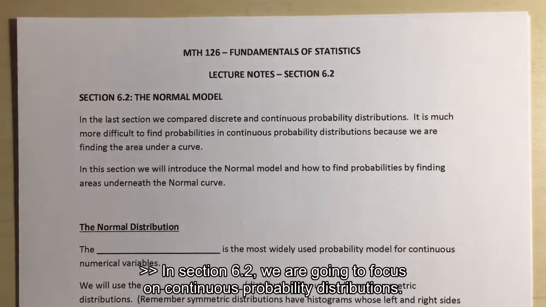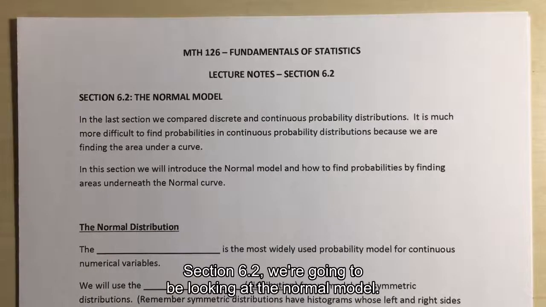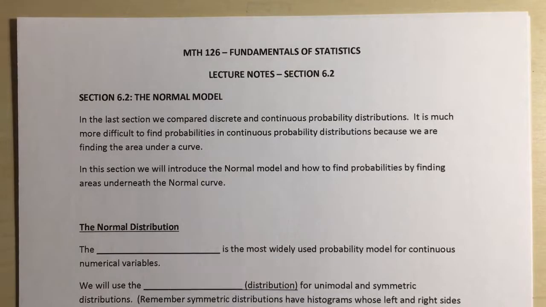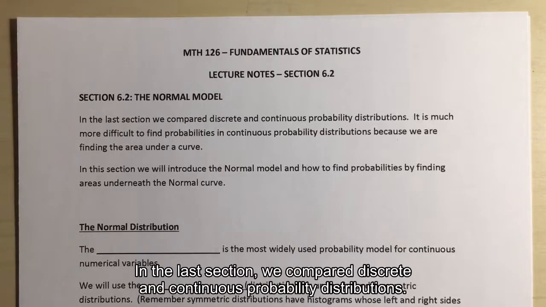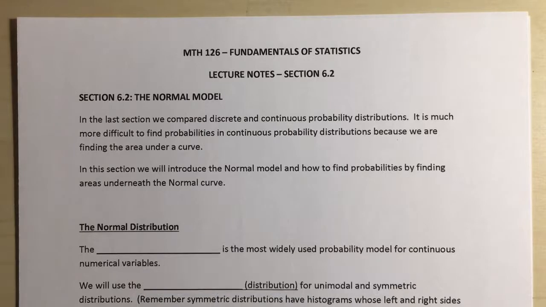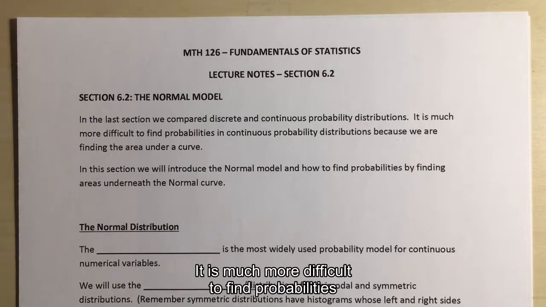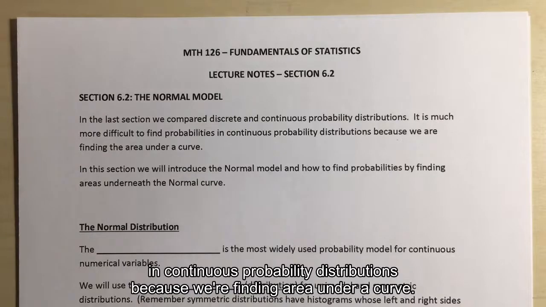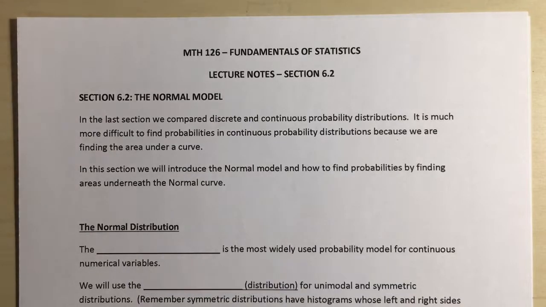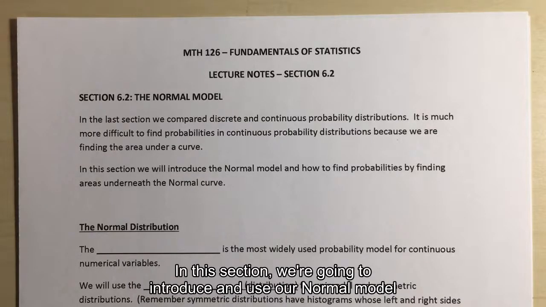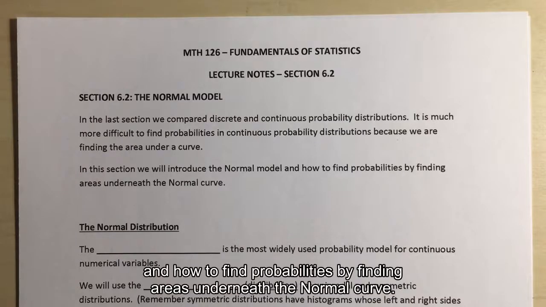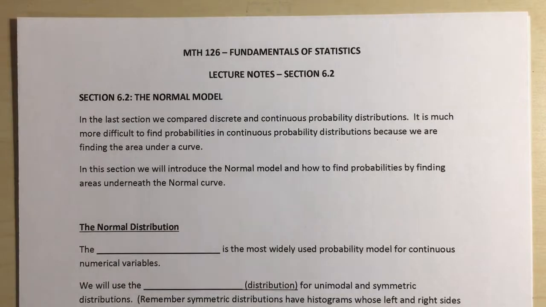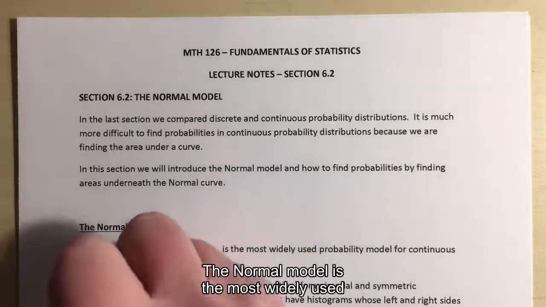So in section 6.2, we are going to focus on continuous probability distributions. We're going to be looking at the normal model. In the last section, we compared discrete and continuous probability distributions. It is much more difficult to find probabilities in continuous probability distributions because we are finding area under a curve. In this section, we're going to introduce and use our normal model and how to find probabilities by finding areas underneath the normal curve.